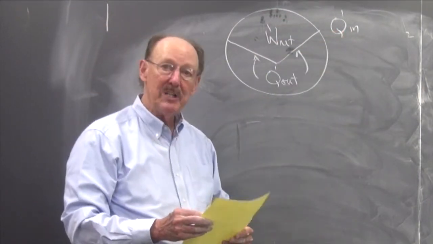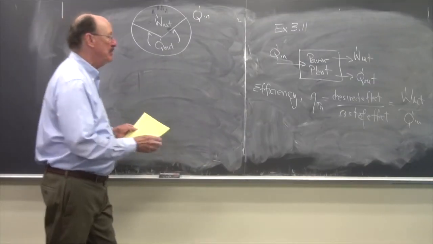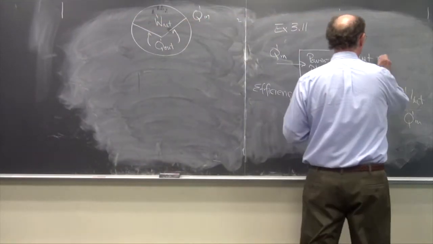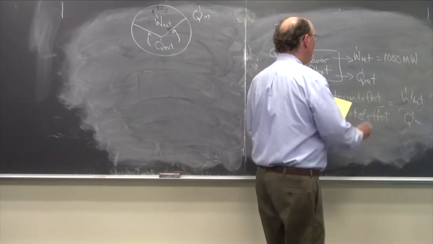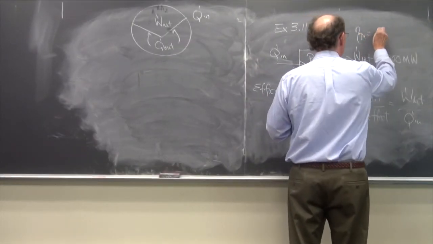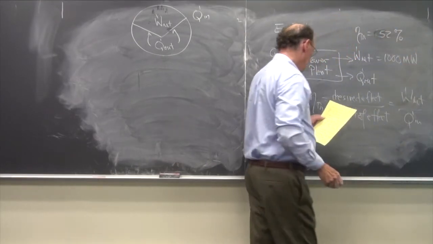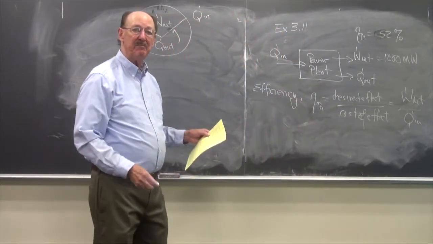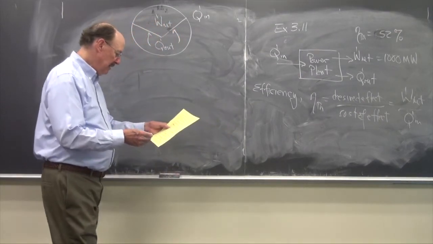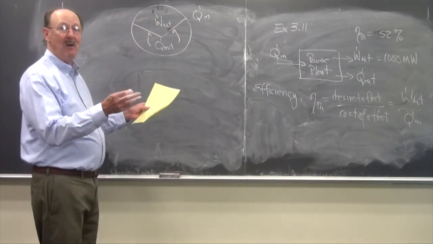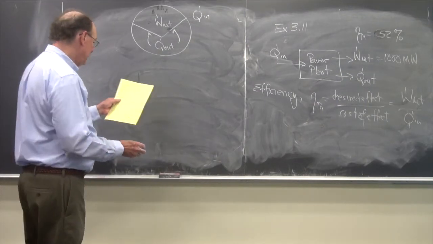Now let's look at the example itself. What we're given is that this power plant produces 1,000 megawatts, and we're told that the thermal efficiency was 52%. Now I can use this information to find the heat in, and we're asked to find the size of the tanks that we need for 3 days worth of oil. So anyway, let's find that out.